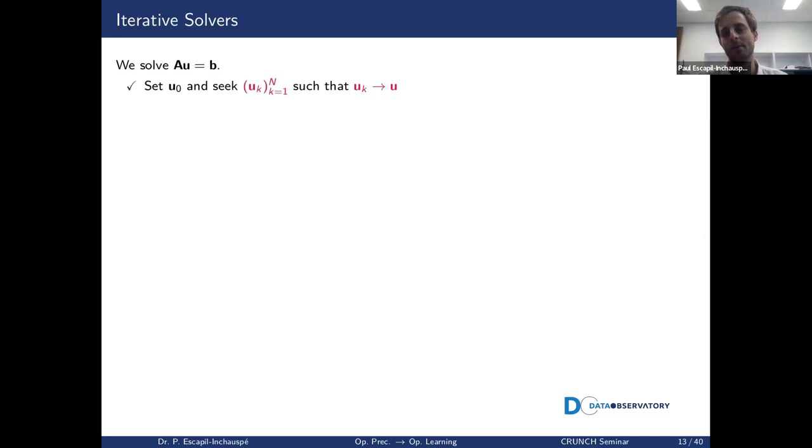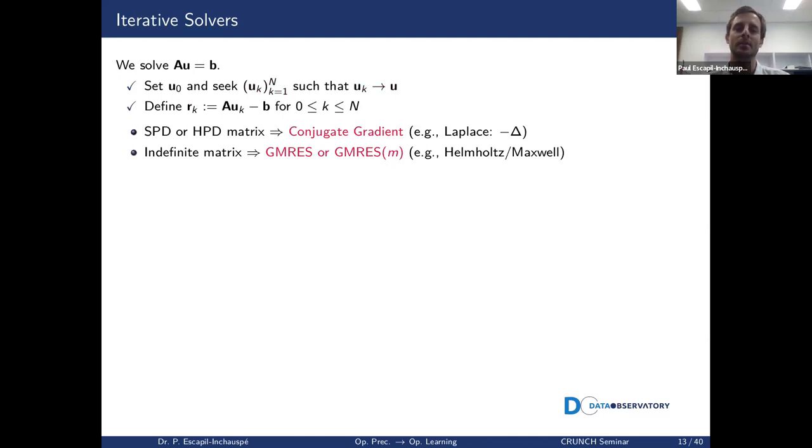Last part: in general, we can quantify our error, we can perturb our system. Next step in general is to apply iterative solvers. So as you know, we start from a given vector and we apply a scheme so that we get a sequence of approximates such that it converges to the solution. So we define the residual, and for symmetric positive definite matrices and Hermitian matrices, one commonly uses a conjugate gradient for the Laplace operator, for example. For the indefinite case, one gets to, for example, GMRES or its restarted version for Helmholtz or the Maxwell equation.